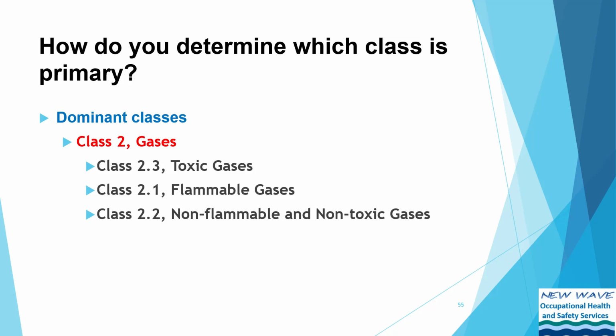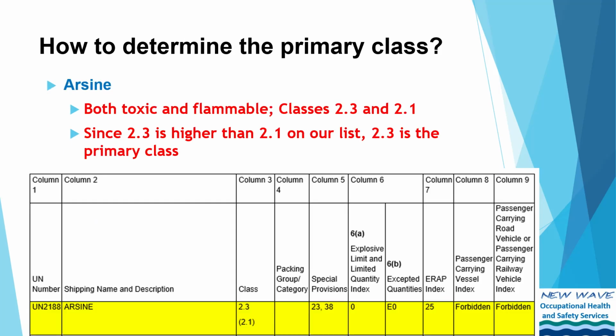For gases in class 2, there is a set priority shown on the slide. Class 2.3 toxic gas is the most dangerous, followed by 2.1 flammable gas, and lastly 2.2 non-flammable and non-toxic gas. For example, take arsine, a gas formed by mixing arsenic with acid. It is both toxic and flammable, classes 2.3 and 2.1. Since 2.3 is higher than 2.1 on our list, 2.3 is the primary class.